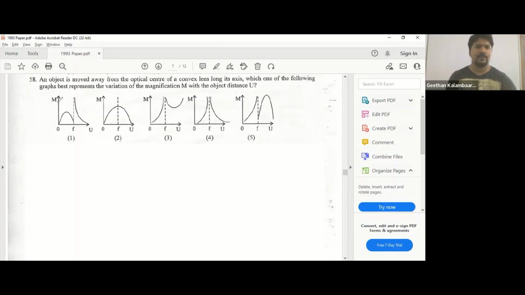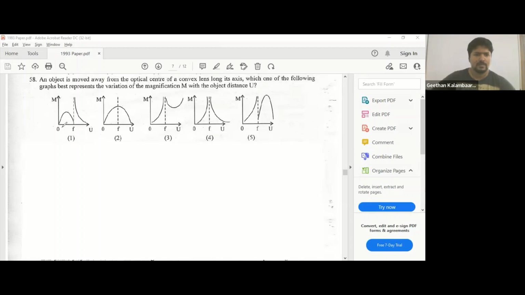An object is moved away from the optical center of a convex lens along its axis. Which one of the following graphs best represents the variation of magnification m with the object distance u? So there are two graphs.